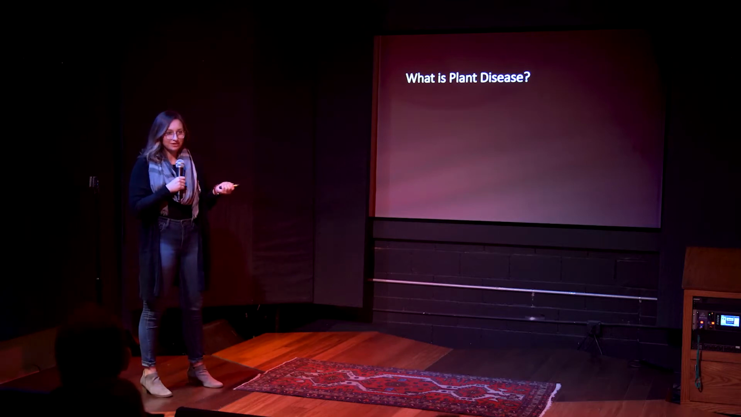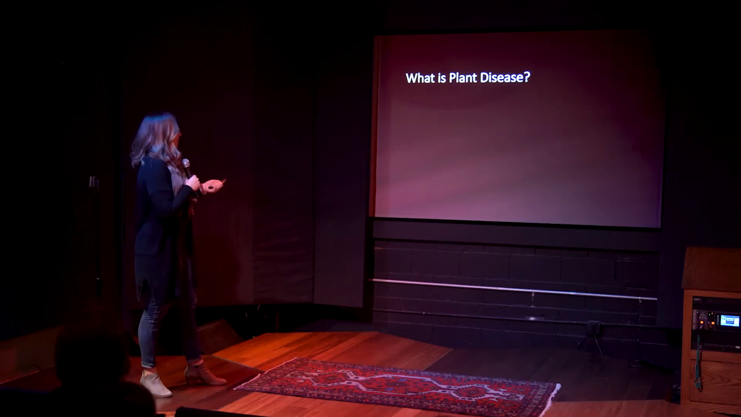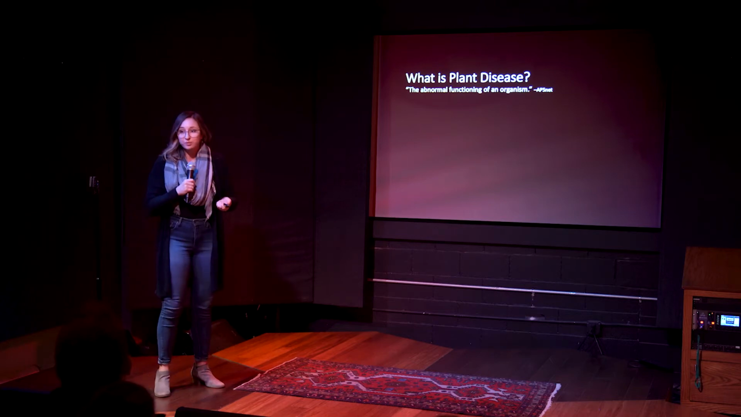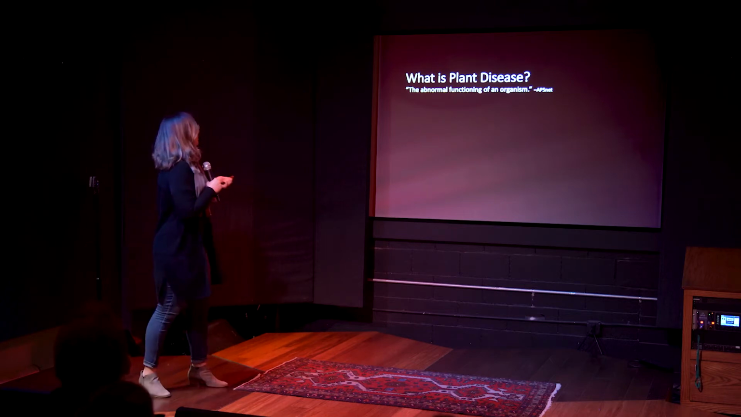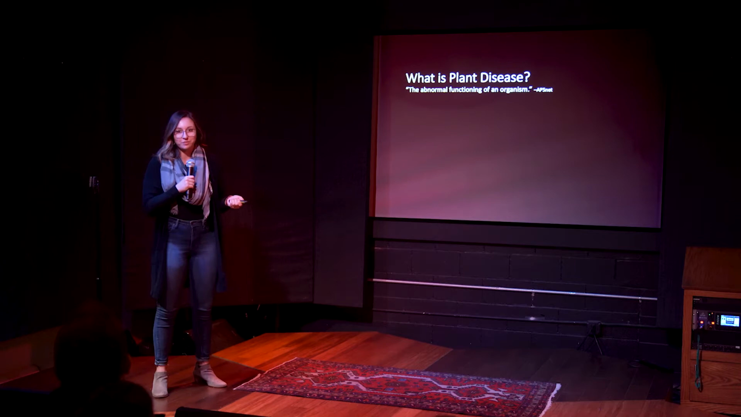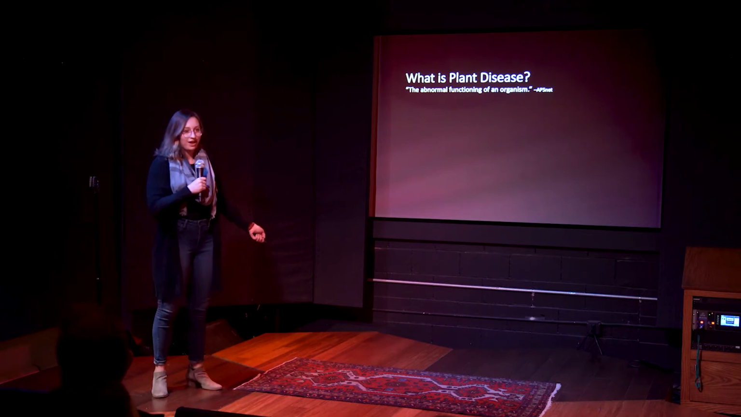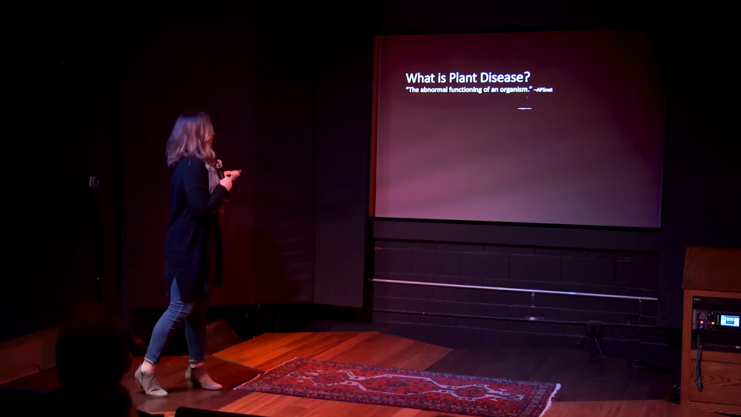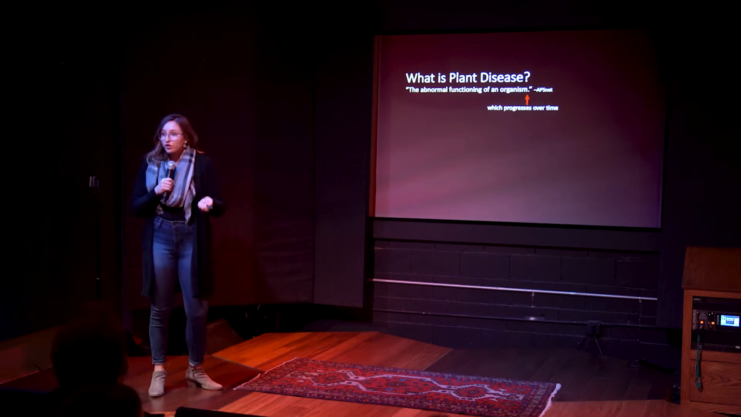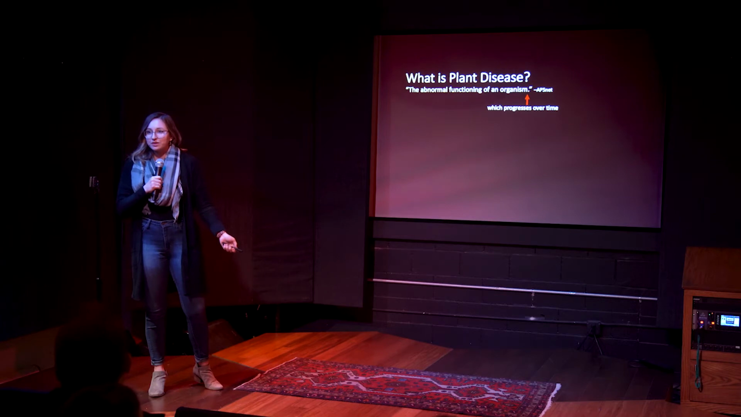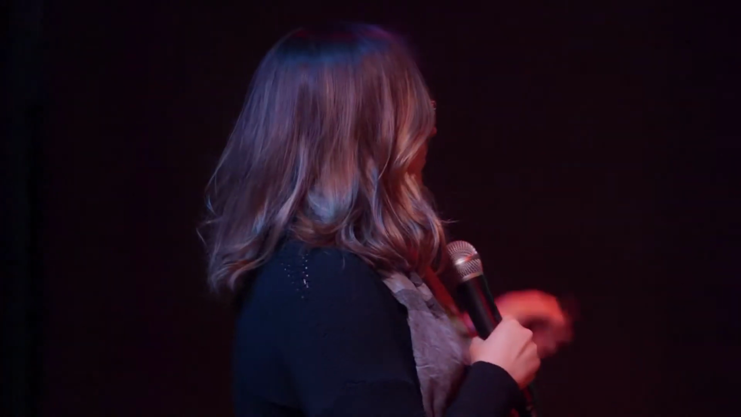So what is plant disease? The American Phytopathological Society defines plant disease as the abnormal functioning of an organism. But at Ohio State, as practicing plant pathologists, we also like to add a little addendum to this, which is that this progresses over time. And this is actually really important because it distinguishes disease from injury, which is one of the first things that I really want to solidify in your brains. So what does this look like?